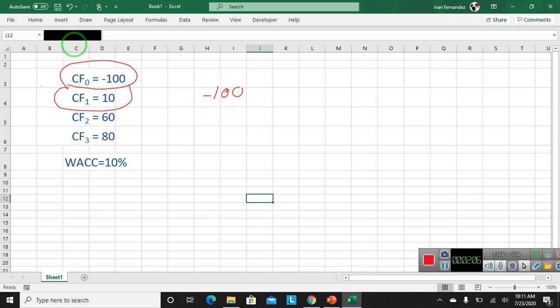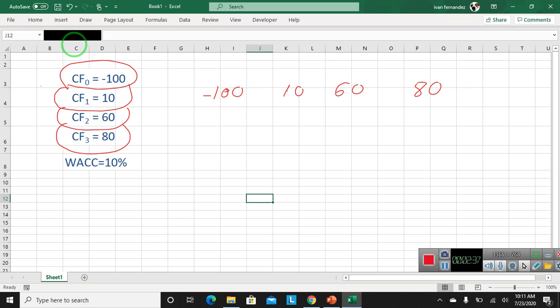Okay, negative 100. Then, as time goes by, we're going to assume, and we'll talk more about that in the next chapter, that these are the positive cash flows of your project. So in the first year, you're going to make 10. The second year, you're going to make 60. And the last year, you're going to make 80. Okay? So right now, you're going to pay $100 to get 10, 60, and 80, right? 10 in a year, 60 in 2 years, and 80 in 3 years.